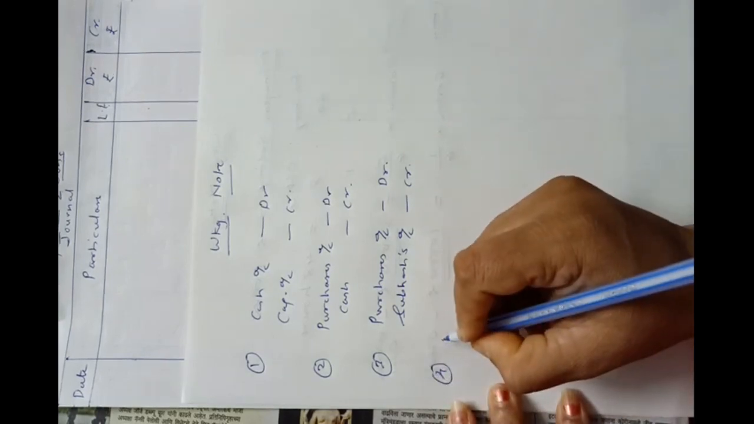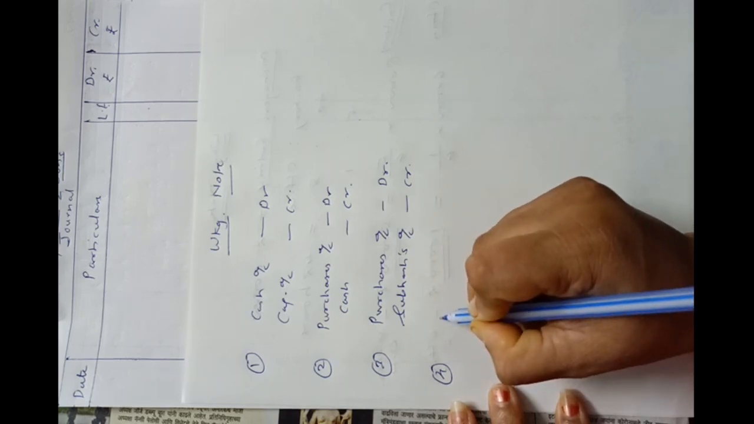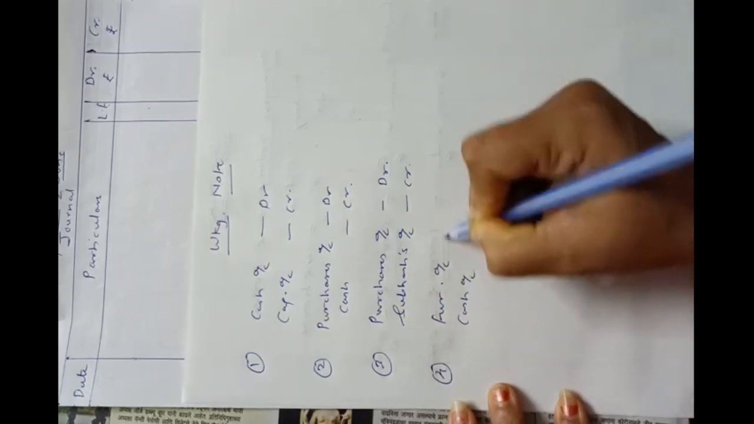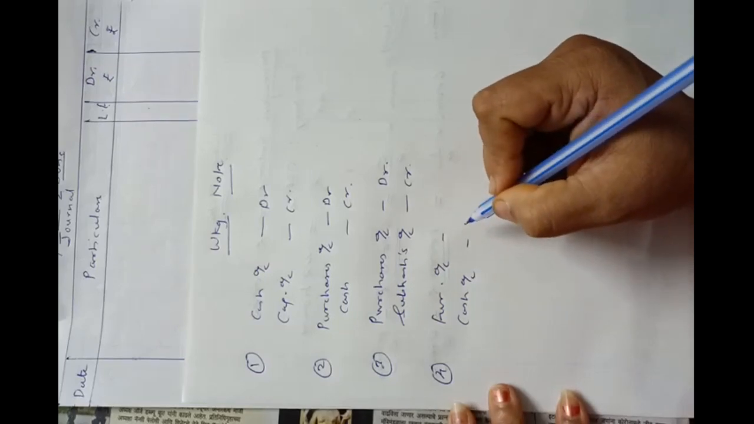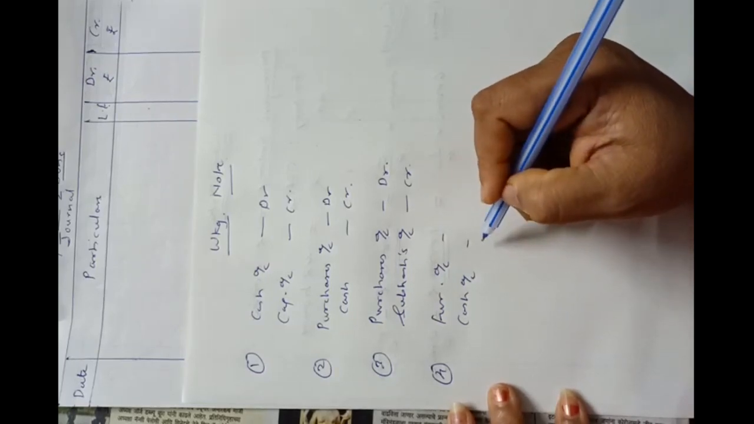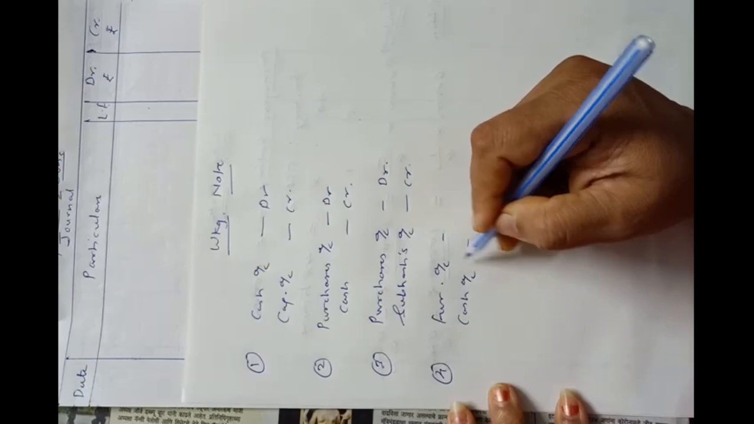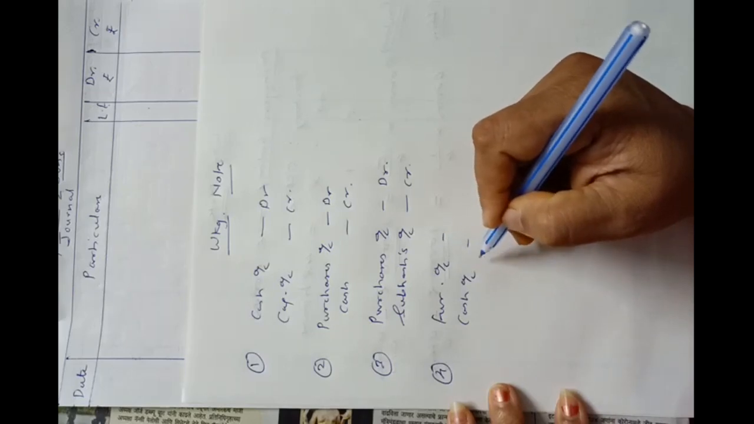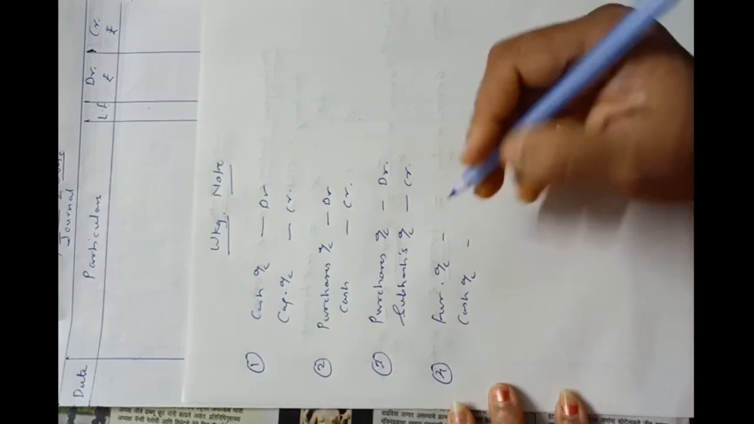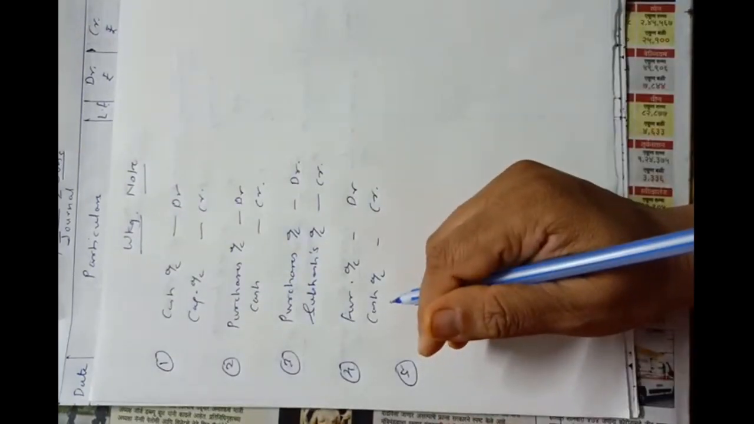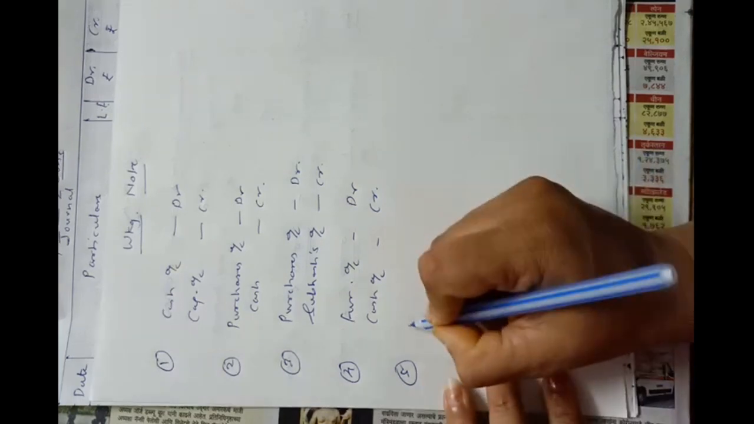Fourth, purchase furniture for cash. So 2 accounts will be involved, furniture account and cash account. We can use traditional approach or any approach. These are real accounts because both are our assets. As we are purchasing furniture, furniture comes in, cash goes out, debit what comes in, credit what goes out. Understood?